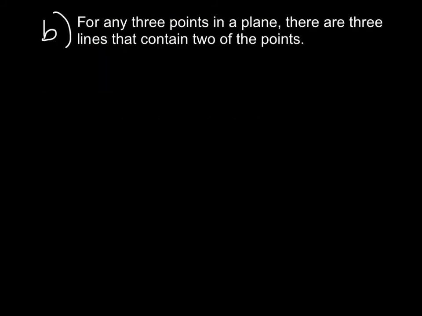Part B. For any 3 points in a plane, there are 3 lines that contain 2 of the points. So if you start drawing any 3 points in a plane, you might think, okay, let's do that. Well, if I draw 2 points, that makes a line. 2 points, that makes a line. That's a really bad drawing. 2 points make a line. So you're like, there are 3 lines that contain 2 of the points. Well, you've just drawn 3 lines.